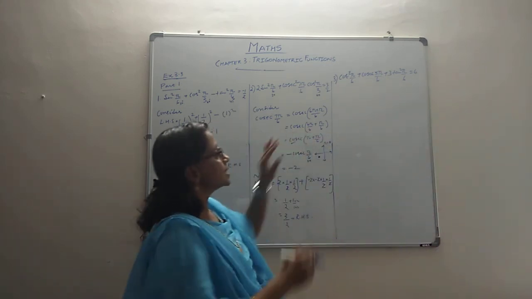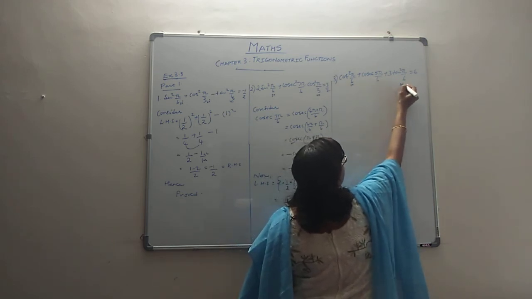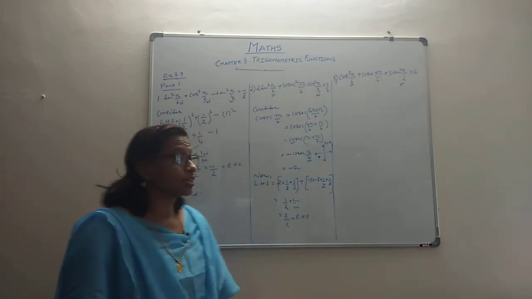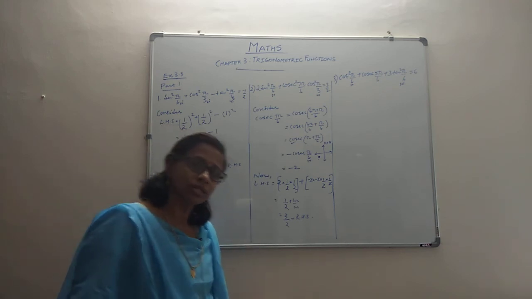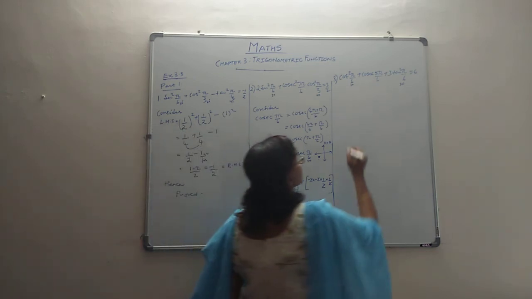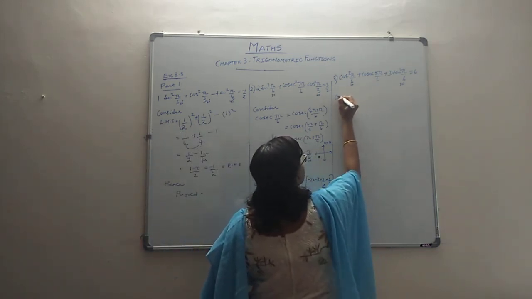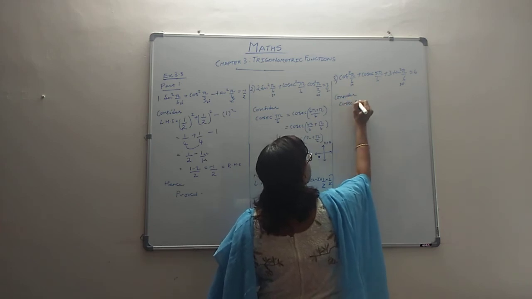Now again, these are standard angles. This is 30. This is also 30. But this is not standard. So like here, we'll convert that first, and then we will see how we can work this out. Okay. So let's see how this goes. First, let's consider cosec 5 pi by 6.